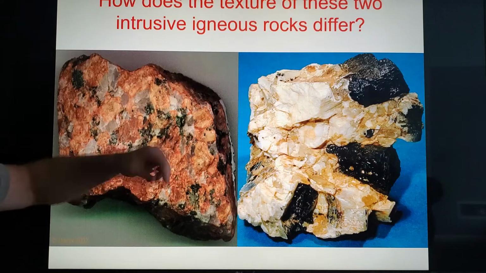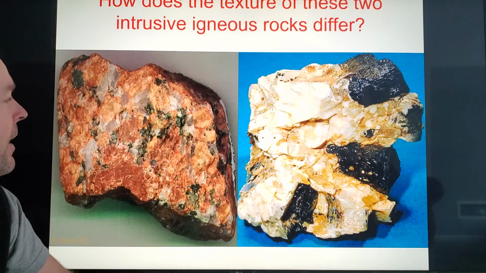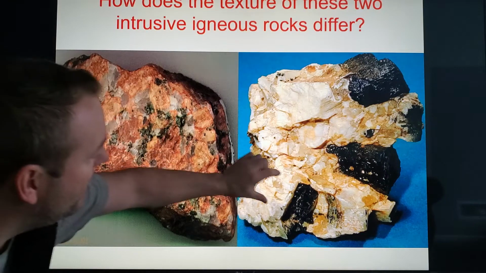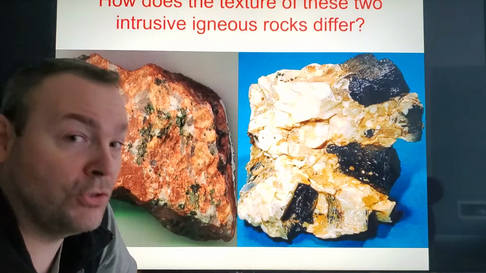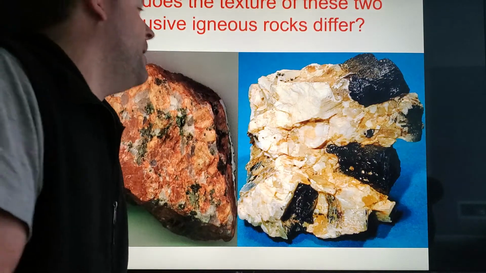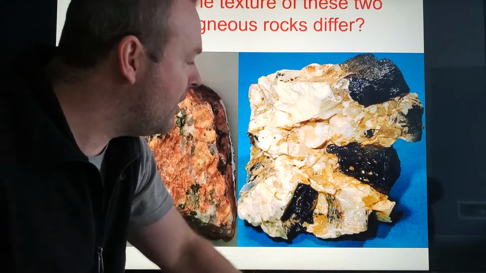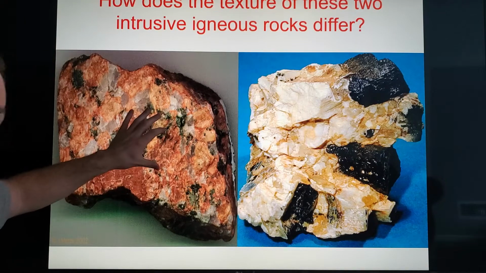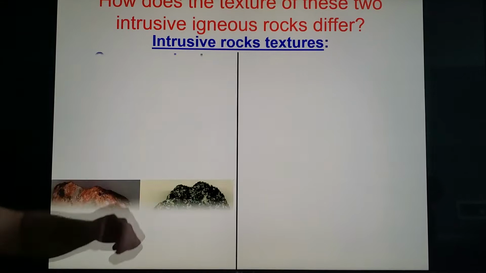Okay? How does the texture of these two intrusive rocks differ? Well, they're both intrusive now, but clearly you can see these crystals are a lot bigger than these. Okay, which means the one on the right there must have cooled a lot slower, right? The slower the cooling, the bigger the crystals. The longer a lady is pregnant, for example, right, the bigger her belly gets. Well, same type of thing here. The longer the rock cools, the bigger the crystals get. So this would be considered coarse, and this very coarse. Okay? And that's what's going on with this chart.